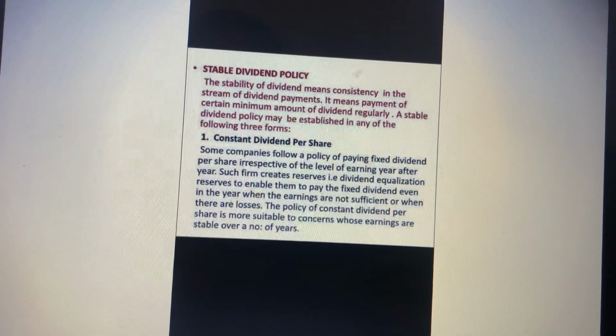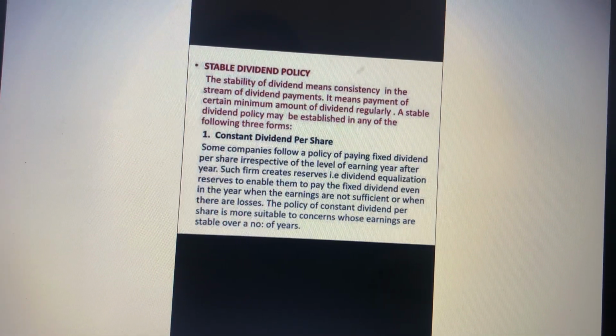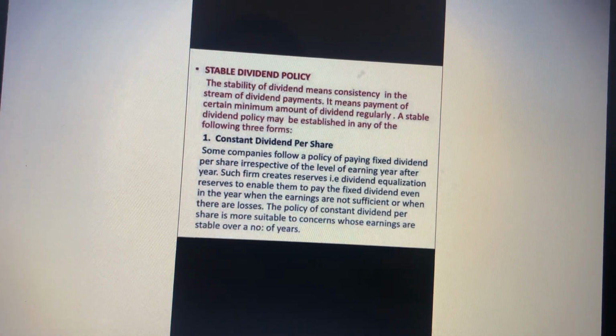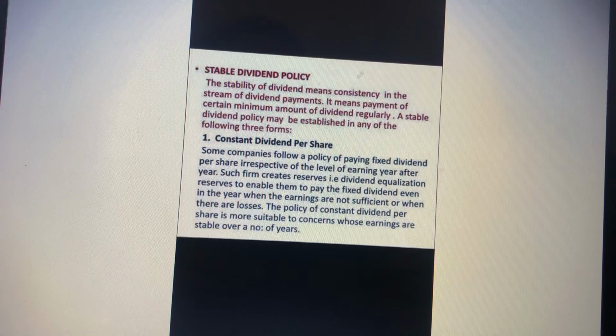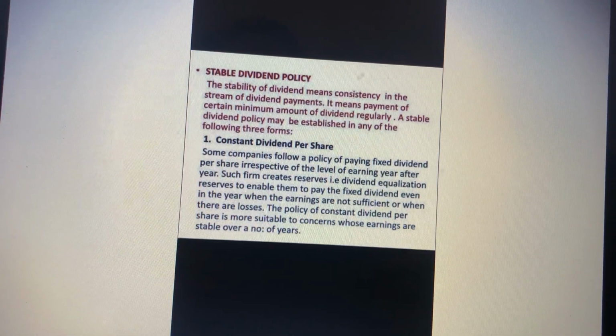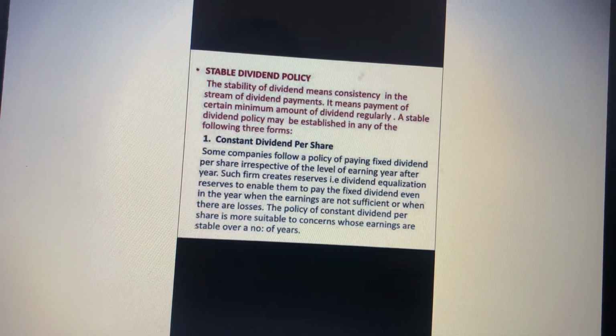The term stability of dividend means consistency or lack of variability in the stream of dividend payments. In more precise terms, it means payment of a certain minimum amount of dividend regularly. A stable dividend policy may be established. It can be in any of the forms.